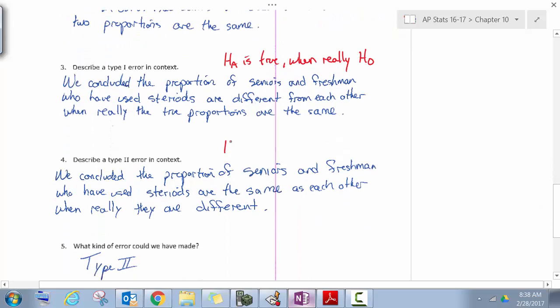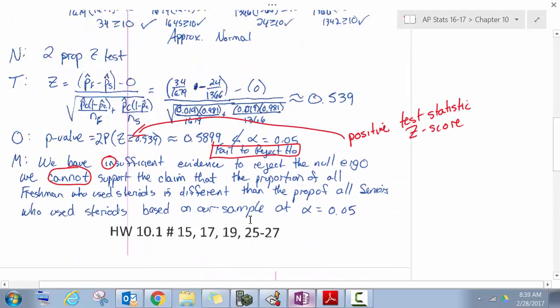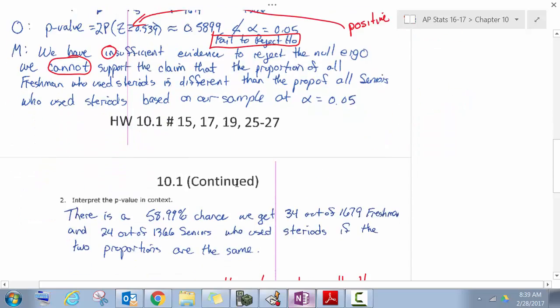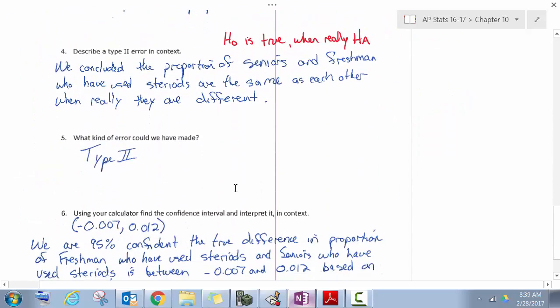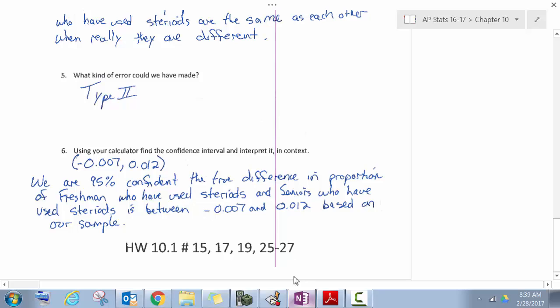Now type 2 error is just the opposite. We say that the null is true when really the alternative hypothesis is true. So we concluded the proportion of seniors and freshmen who have used steroids are the same as each other. That's our null, when really they are different. That's our alternate hypothesis. What kind of error could we have made? Type 2, because we went with the null because we didn't reject it. Pretty much it.